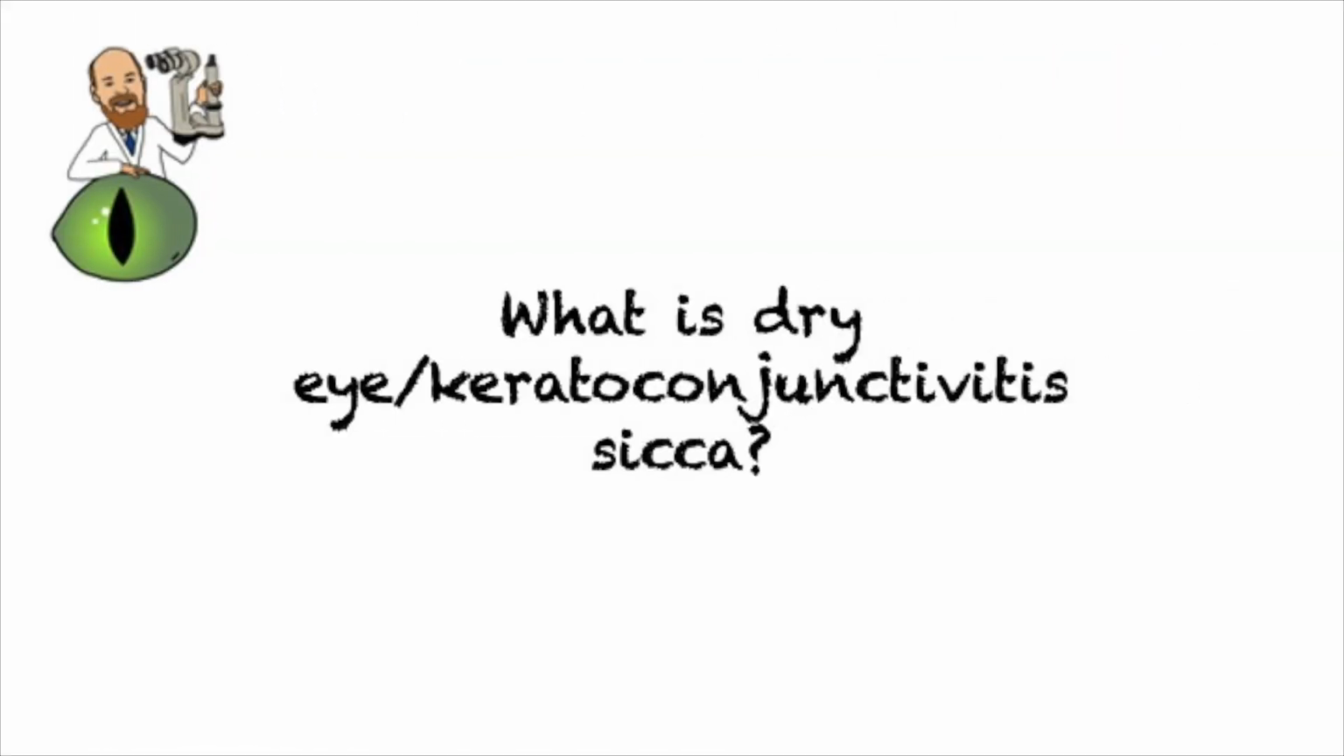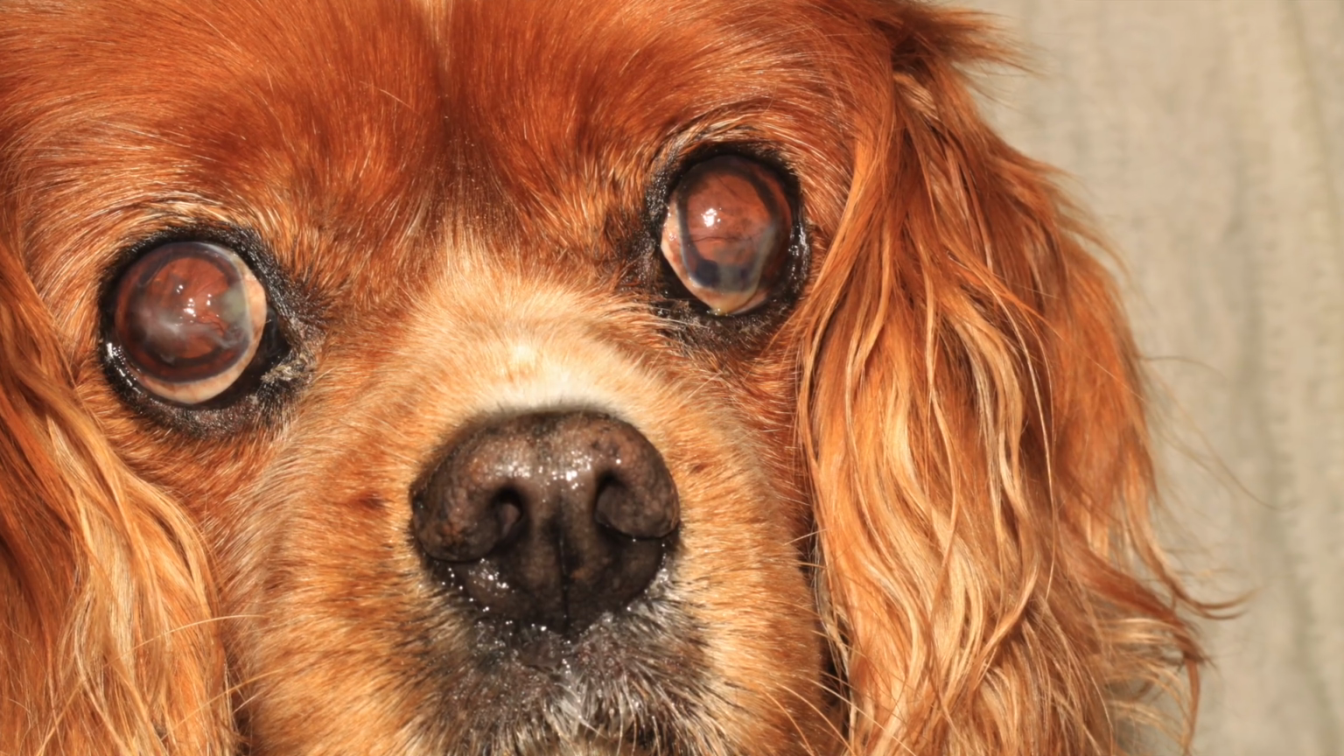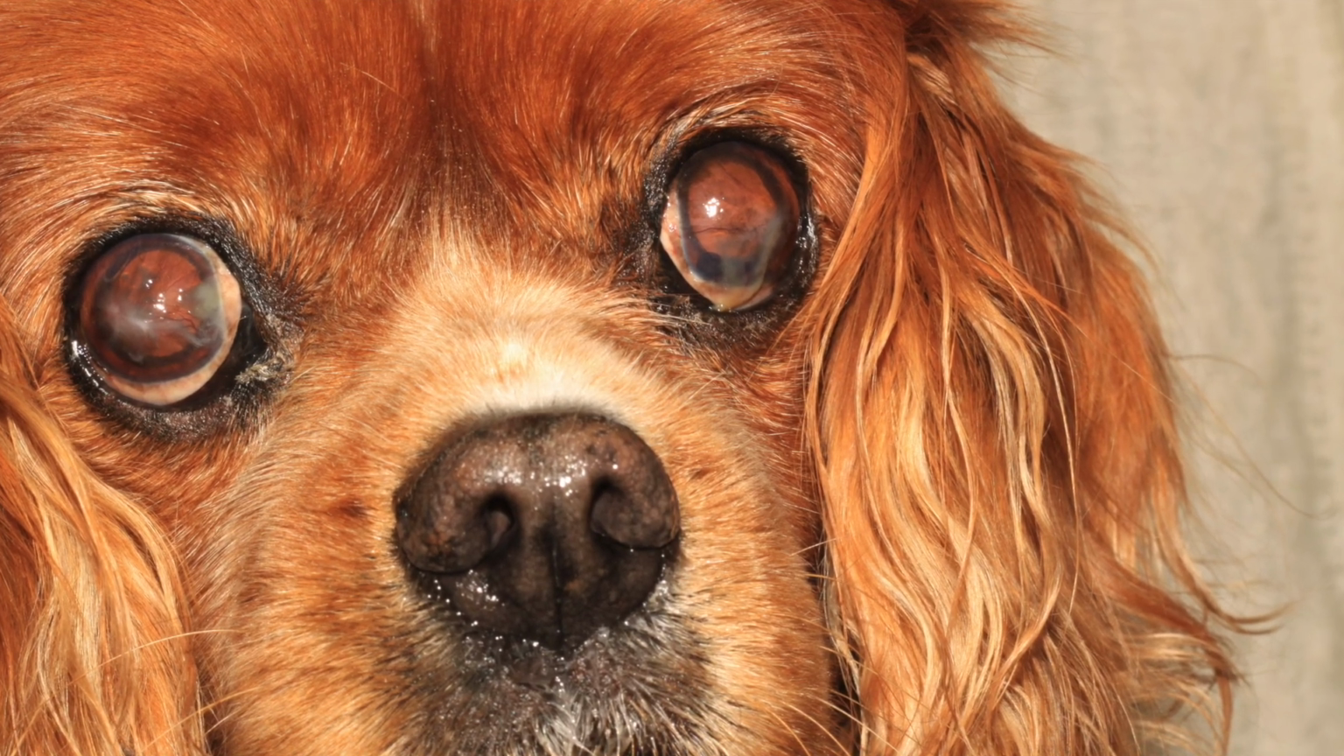Today we're going to talk about a condition called dry eye disease or keratoconjunctivitis sicca, which is the proper name for this condition. So dry eye is a broad term for insufficient tear film, and we try to break that down into insufficiency of the amount of tear production or the quality of the tear production.